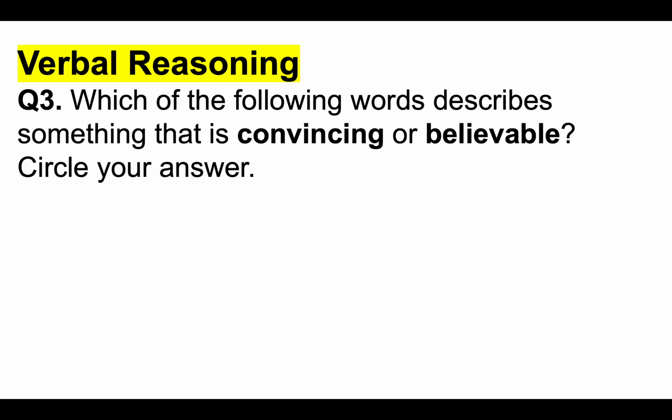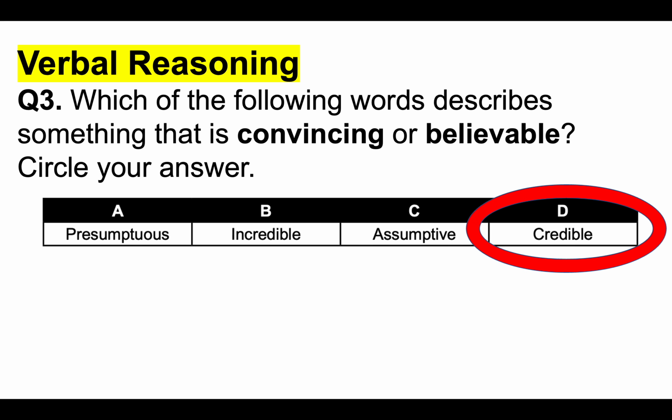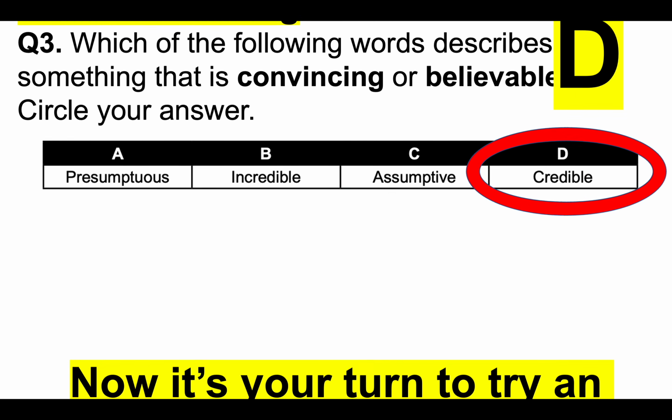Which of the following words describes something that is convincing or believable? Circle your answer. Is it A, presumptuous, B, incredible, C, assumptive, or D, credible? So which of the following words describes something that is convincing or believable? And the correct answer is credible. And the answer is D, the one that we would select.